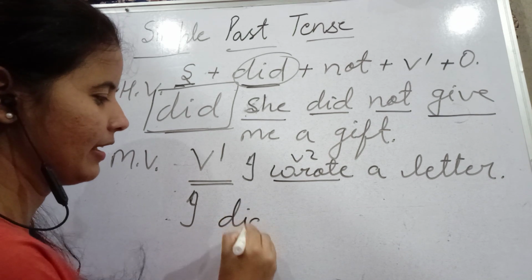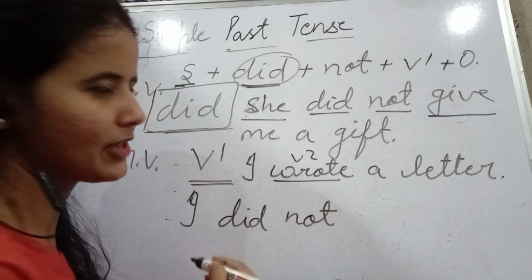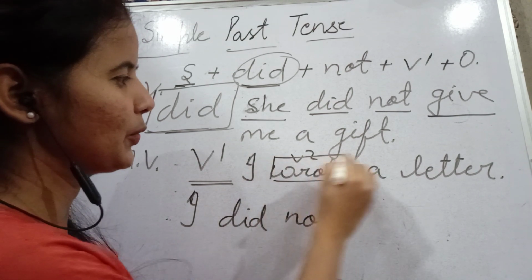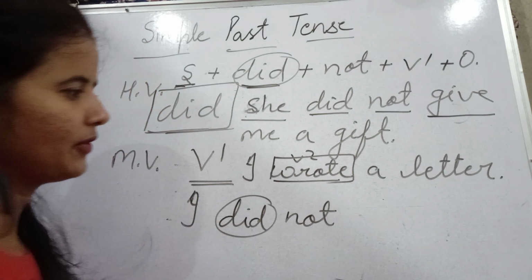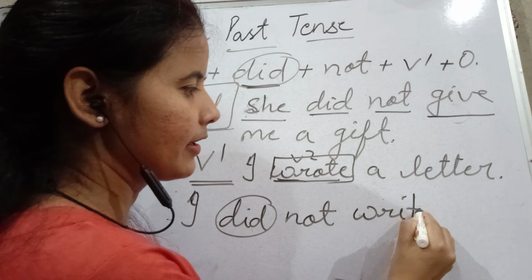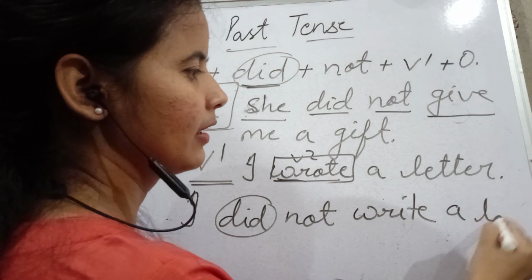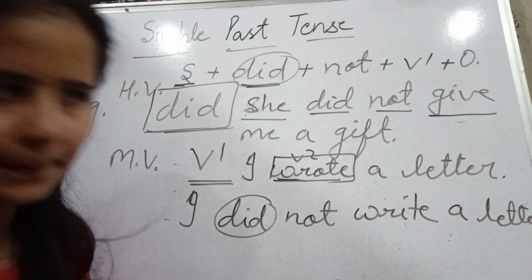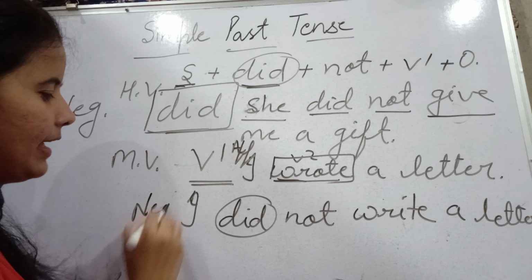Definitely did. After this, we will write not, as we are forming a negative sentence. After this is V2. Can we write the same? Not at all, because we have used did here. It means we will write V1 of wrote. And the V1 of wrote is write. I did not write a letter. Do remember, both the sentences are in simple past, but this is affirmative and this one is negative.